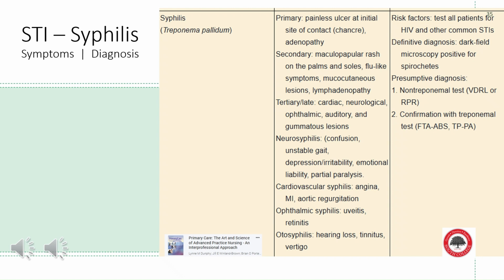Secondary syphilis manifestations can include maculopapular rash on the palms and soles of the feet, flu-like symptoms, mucocutaneous lesions, and lymphadenopathy. Tertiary syphilis can present with cardiac involvement, neurological, ophthalmic, auditory, and gummatous lesions.